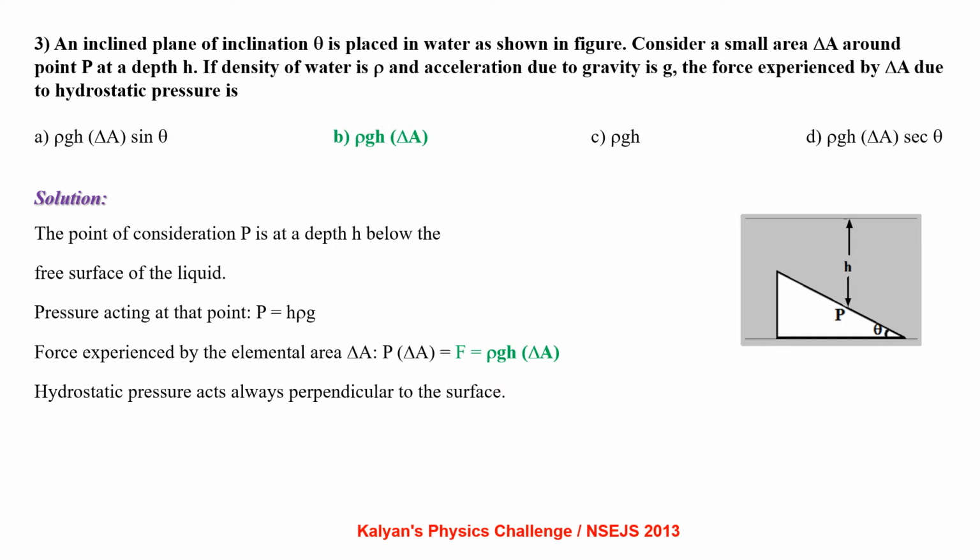The point of consideration P is at a depth h below the free surface of the liquid. Pressure acting at that point P equal to h rho g. Force experienced by the element of area delta A equal to pressure into delta A. That comes out to be rho g h into delta A. Hydrostatic pressure acts always perpendicular to the surface.